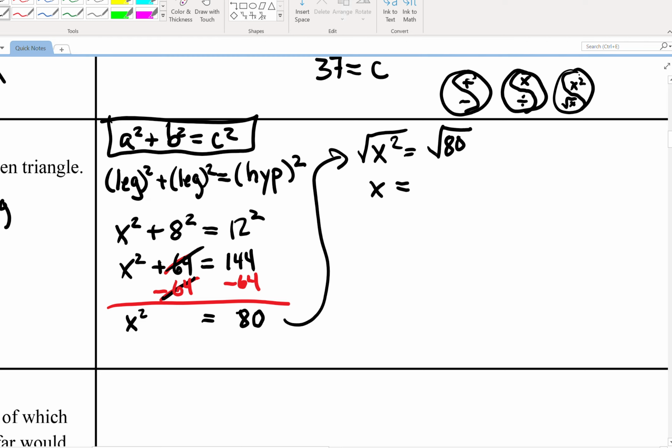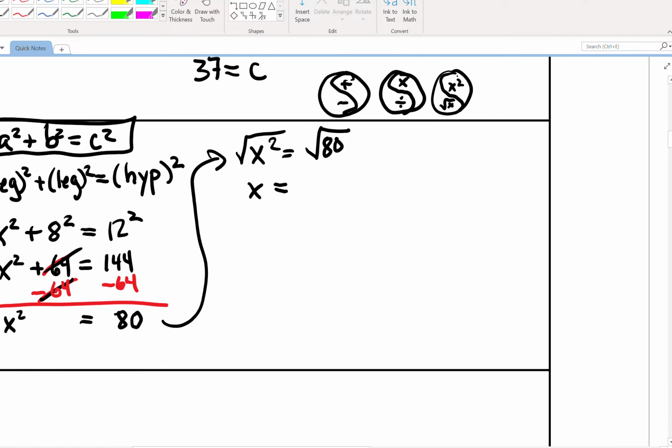x then is equal to the square root of 80, which if it was the square root of 81 would be exactly 9. But since it's the square root of 80, it's going to be 8 point something, probably 8.9, and it's an irrational number. So we can simplify it.